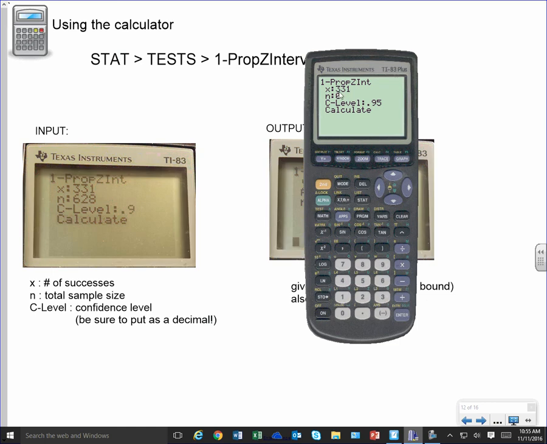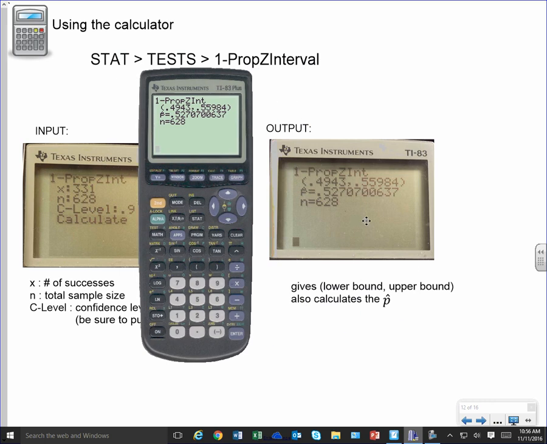So we had 331 that said they do agree with the funding cuts. 628 was how many people we had in our sample. Our confidence level we always put in as a decimal. So if you just put 95 there, it's going to come back with an error. It wants something less than 1. So you could put 0.95, or if we were doing a 90% confidence interval like we're doing right here, you do 0.9 and then calculate.